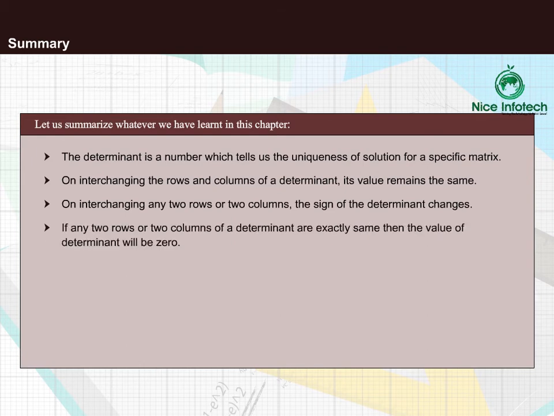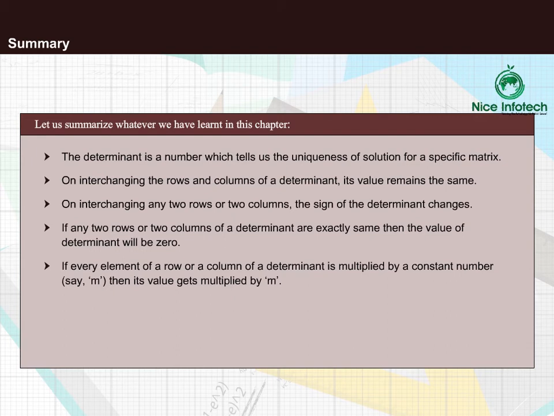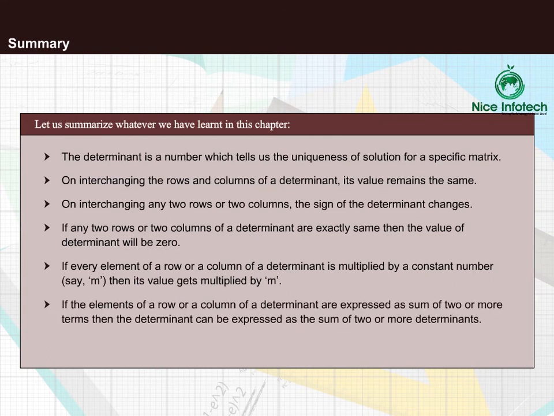If any two rows or two columns of a determinant are exactly the same, then the value of the determinant will be 0. If every element of a row or a column of a determinant is multiplied by a constant number, say m, then its value gets multiplied by m. If the elements of a row or a column of a determinant are expressed as a sum of two or more terms, then the determinant can be expressed as the sum of two or more determinants.